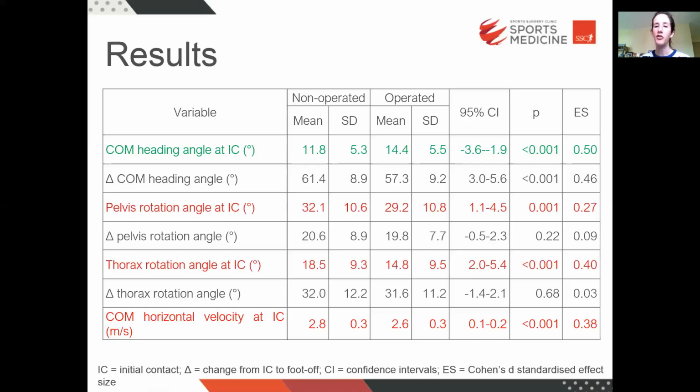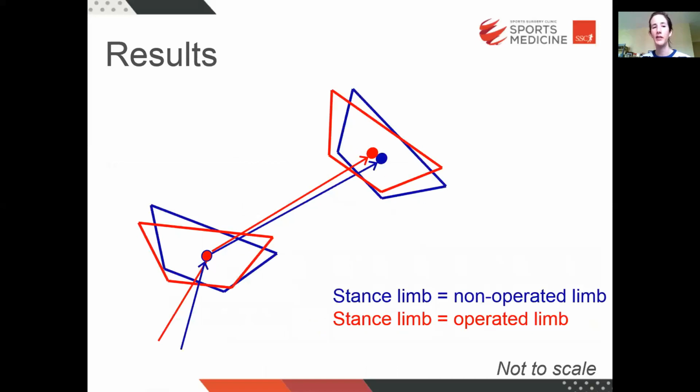If we look at what happened during the change of direction stance phase itself, there was less deflection of centre of mass heading angle during stance when they were turning off the operated leg, but there was no evidence for differences in the total rotation of either pelvis or thorax. So this is a summary here of the effects that we observed.